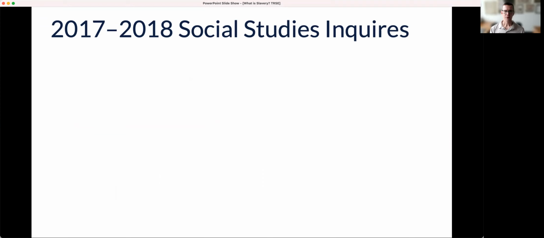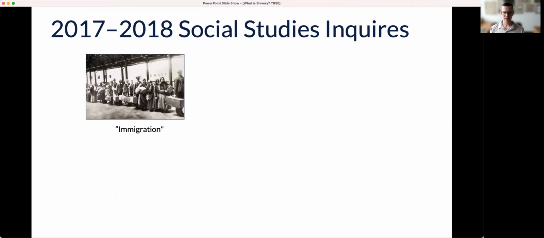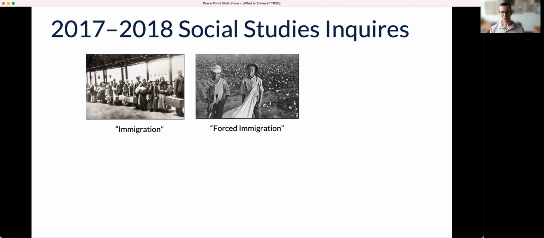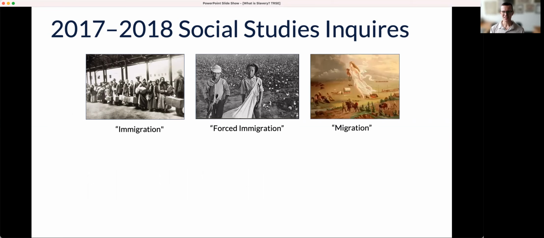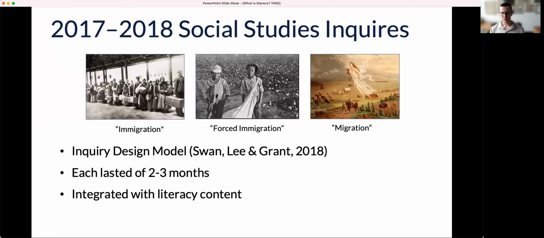During that school year, Ms. McKinley taught 3 social studies inquiries. They included an inquiry on immigration, forced immigration, and migration. She planned these inquiries using the inquiry design model. Each inquiry lasted about 2 to 3 months, and they were heavily integrated with literacy content.